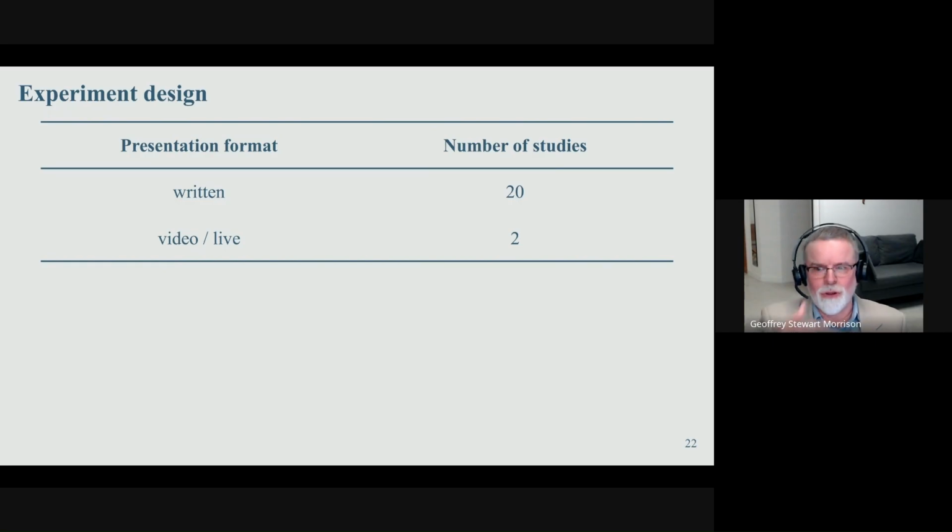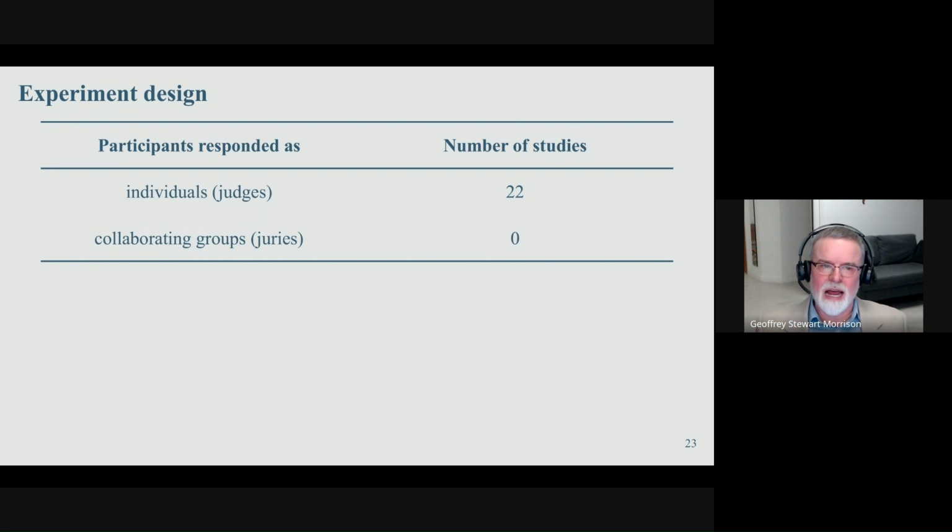Video is probably easier to control if you have multiple different groups or individuals looking at it. And participants in all of the studies responded as individuals. So this might be akin to a situation where a judge is making a decision. None of the studies had groups of collaborators, so that they were presented with the evidence and then they discussed and jointly came up with a decision about what it meant, right? Which is what you would expect for juries. So all of the studies were about individuals, so they may be more relevant to what judges do. None of the studies are necessarily relevant to how a jury acts.